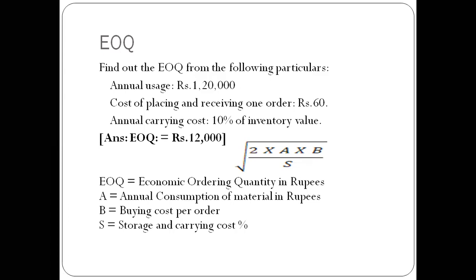So where do you have to apply it? 2 into 1,20,000, the same amount you have written, into 60 divided by 10%. You have to write 10% as it is. You will get the answer.